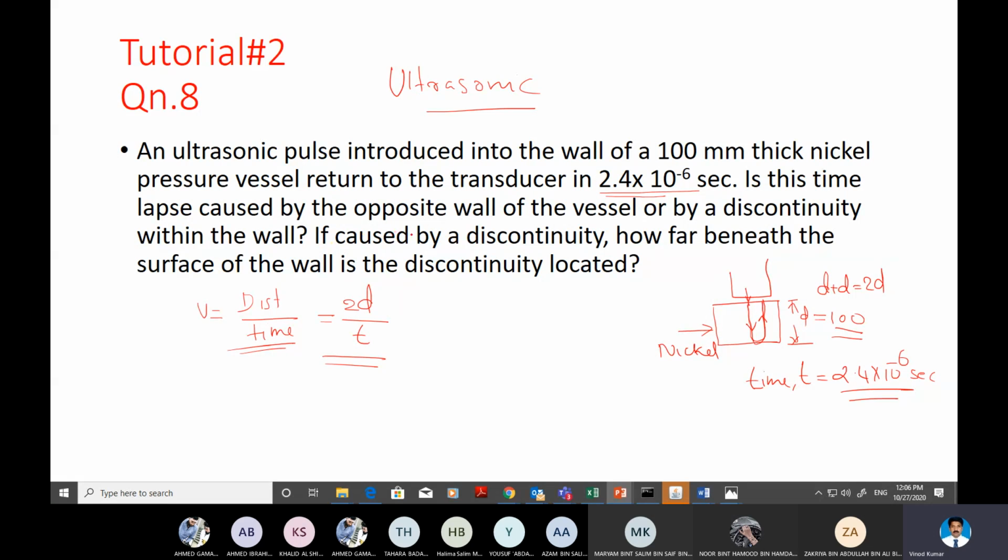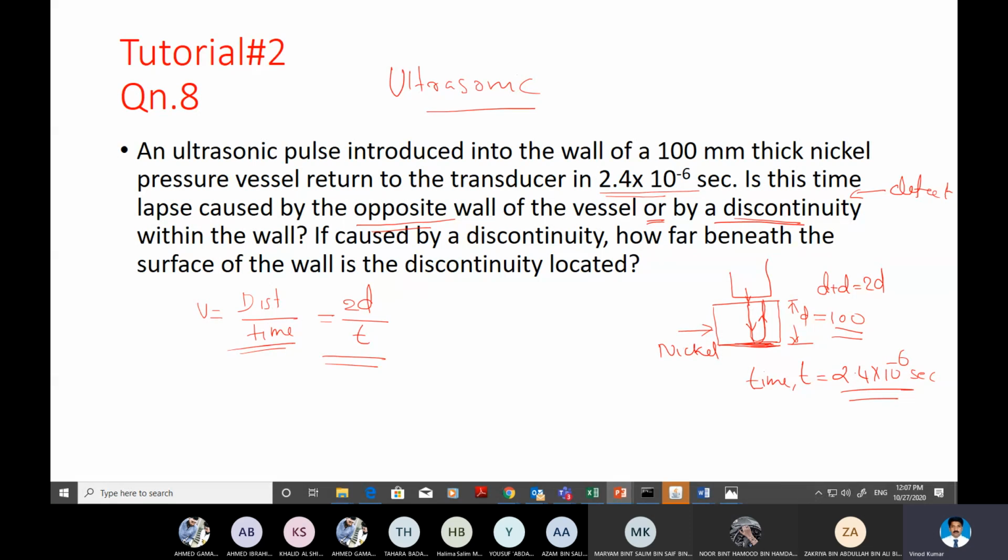Now the question is, we are getting a signal. Is this signal we are getting from the back wall? Opposite wall means back wall. Is it from the opposite wall or back wall, or is it from a defect? Discontinuity means defect. So is it from the opposite wall or from a discontinuity?